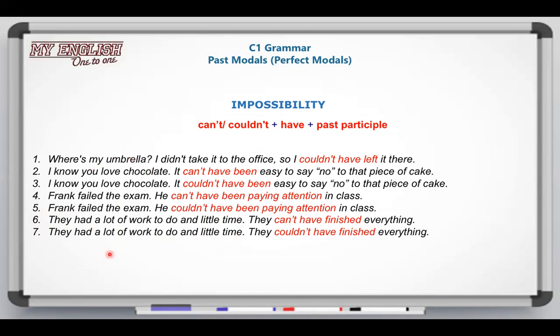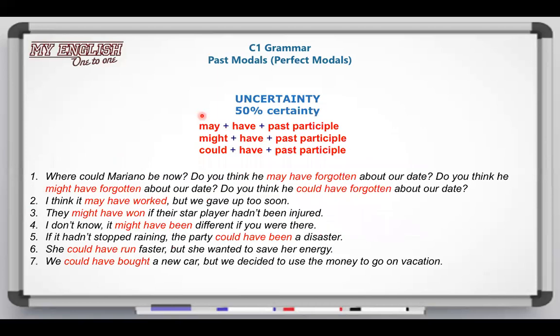So we have these situations, super difficult or extreme, and then something that we think was impossible to have happened. All right, so that was impossibility. Now we go to uncertainty. When you are not sure about something, or maybe you're 50% sure. For this uncertainty, we're using may, might, or could, of course, with the sequence in present perfect, which is have and a participle. So let's check again seven examples, okay?